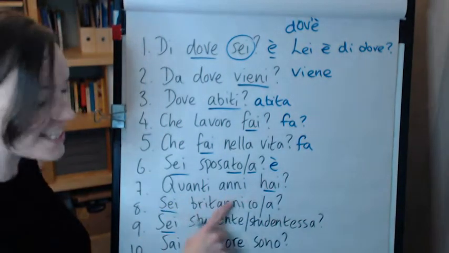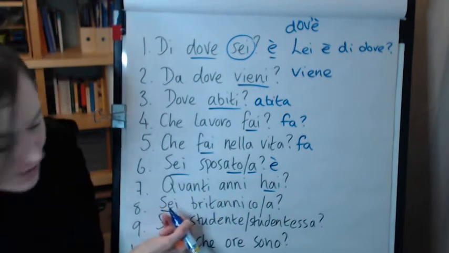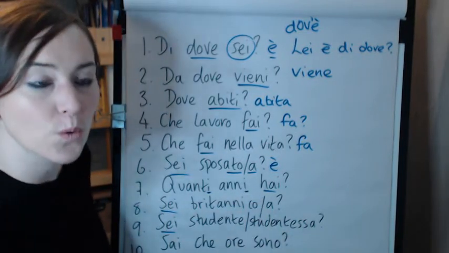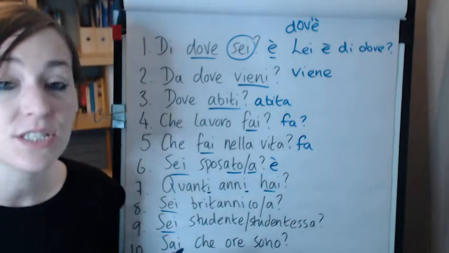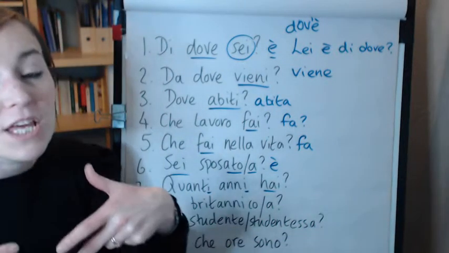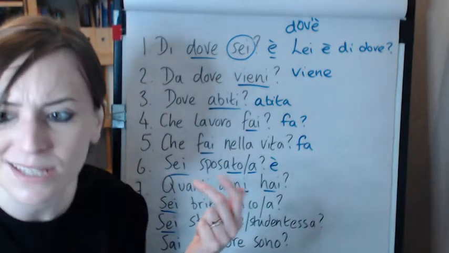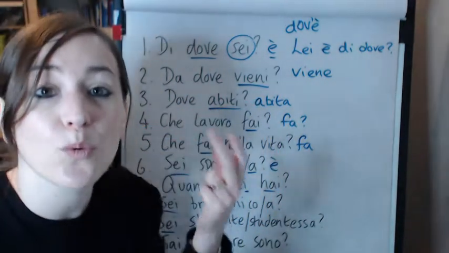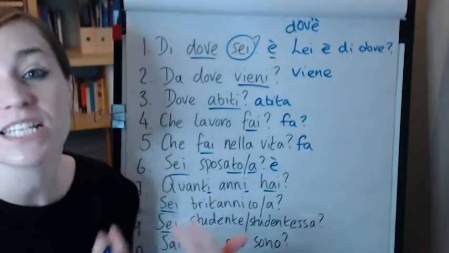Okay, quanti anni hai? Quanti anni hai? So here we have another question word. Quanti anni hai? So you might have heard of quanto. Quanto vuol dire how much or how many. So in Italian, when you're asking someone their age, how old are you? You don't use the question word come, as you might think, right? Because that means how. You don't use come, you use quanto in the plural. Okay, so quanti anni, how many years do you have?